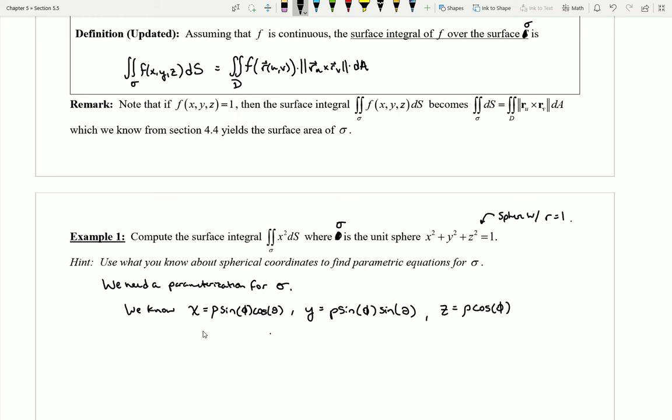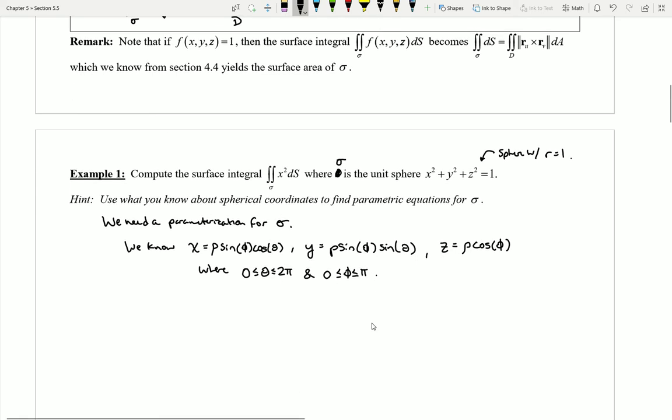And of course there were some restrictions here on what these angles were going to be. Remember that the angle theta has to range from 0 to 2 pi, but the angle phi has to range from just 0 to pi. So I have these restrictions here, and what I'd like to do with these is think about how I can turn this into a parameterization.